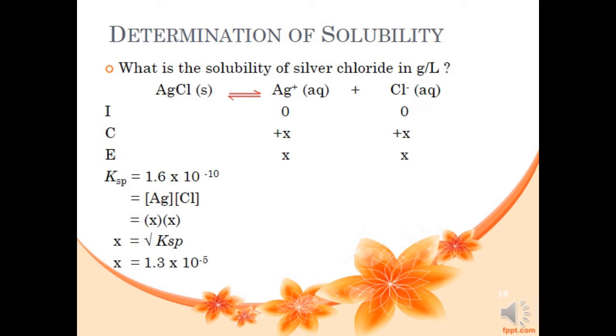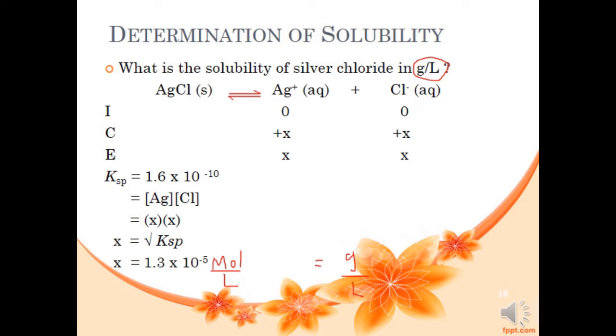Now, what if you were asked to calculate the solubility in a different unit, say grams per liter? Use the value that you obtained based on molar. Molar is also equivalent to moles per liter, and the unit requested is grams per liter. So how do we get this from this? It means that we have to use the molar mass.